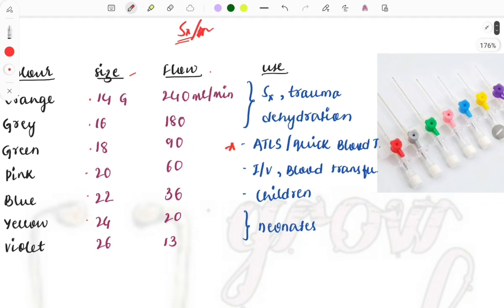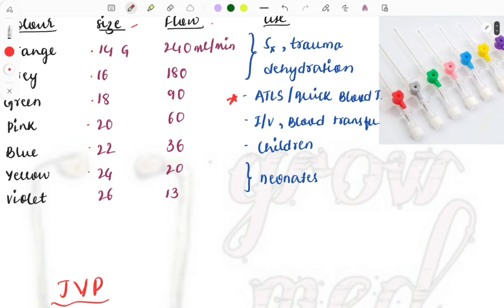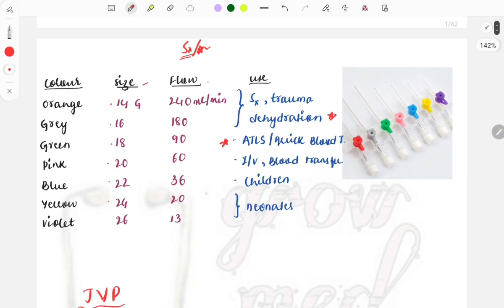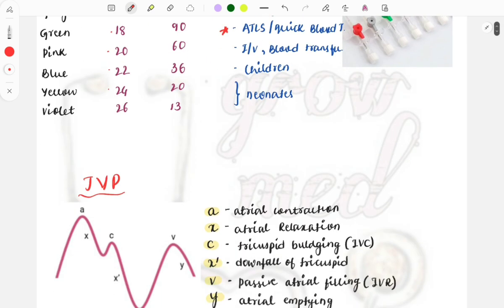Okay, so this one is a PYQ, that in the ATLS protocol or for quick blood transfusions we will be using the green color one. And this was dehydration. This was also a PYQ, that a person is severely dehydrated, and then which color IV cannula you will be using, questions were asked like that. Okay, so you need to mug up all these things.